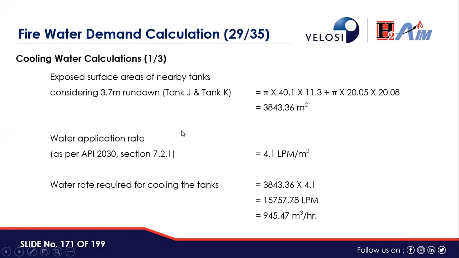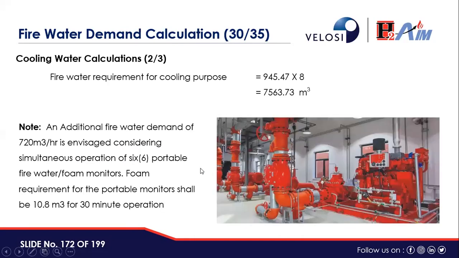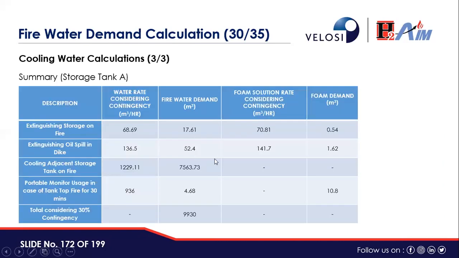And the cooling water for the adjacent tanks, tank J and tank K, the exposed surface area is this much, and the water application rate as per API 2030 section 7.2.1 is 4.1 LPM per meter square. Water rate can be calculated by multiplying these two values, and this is the result. And the cooling water and the fire water requirement will be this much, and this is the summary of the results of scenario 4.